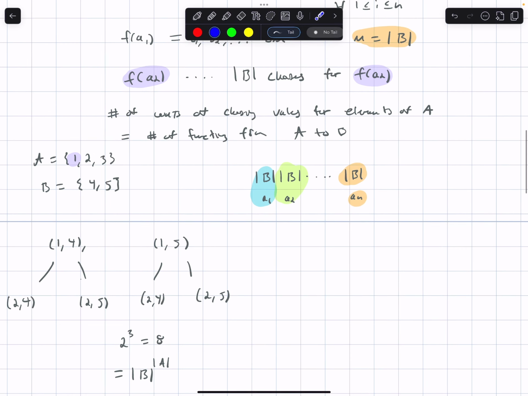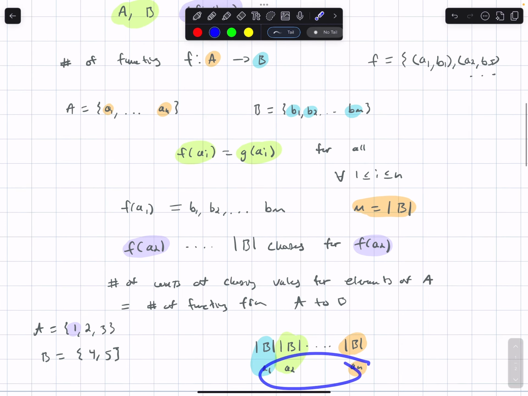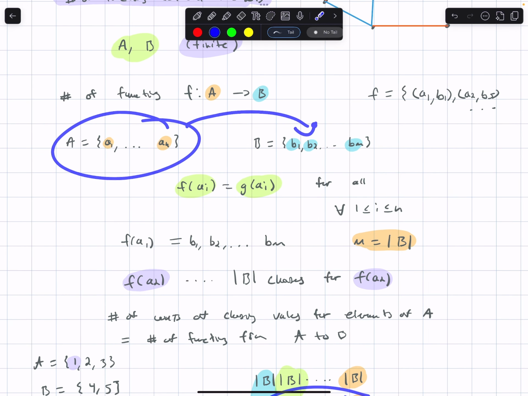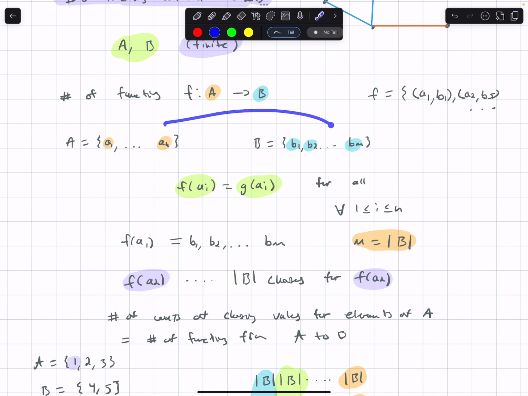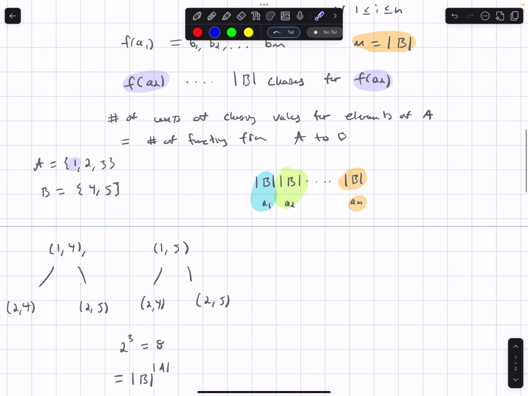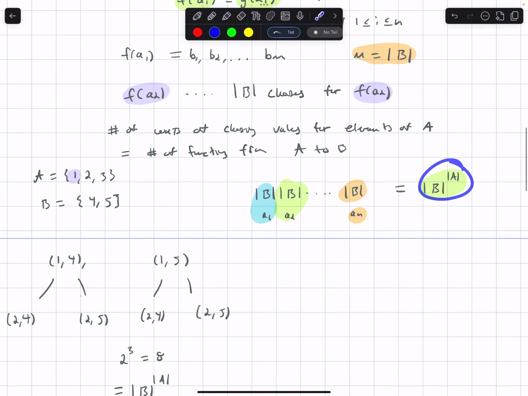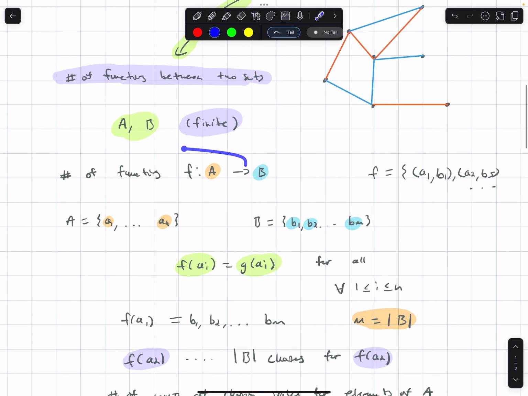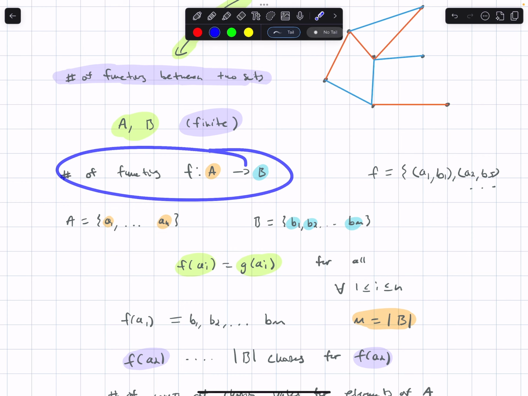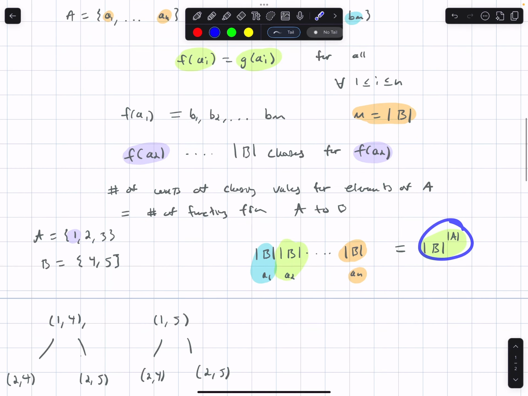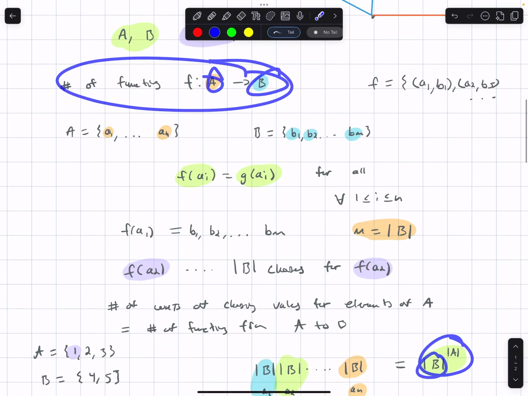Because there were n elements of A, and we had m elements of B to choose from every time we wanted to define a function mapping each of these elements of A to an element of B, we wind up with the cardinality of B, or size of B, to the power of the size of A. These are the number of functions from A to B. So the cardinality of the codomain B to the power of the cardinality of the domain, which is A.